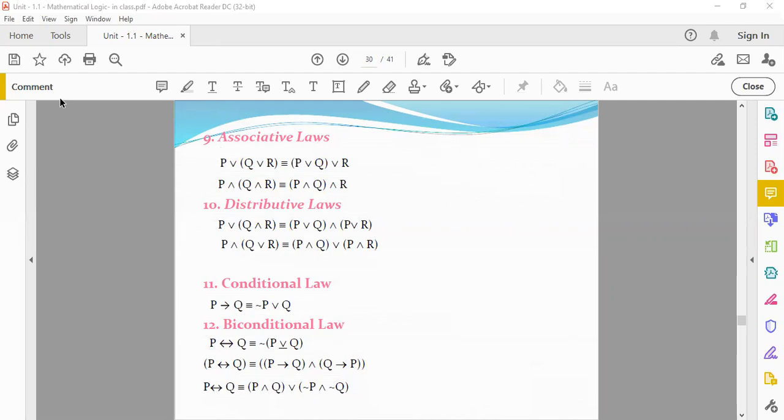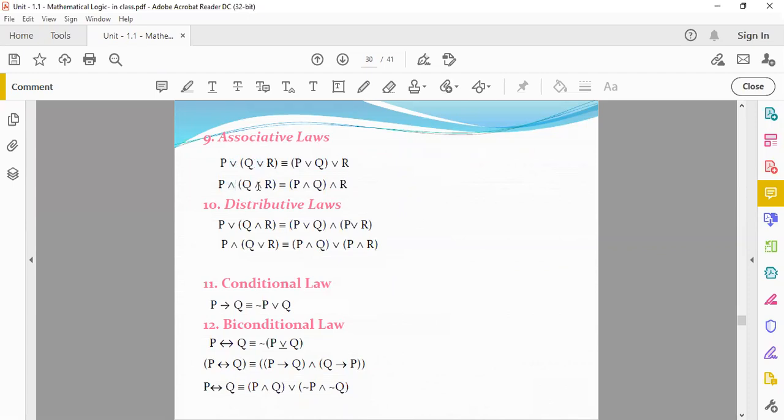So how many of you observed the difference between association and distribution law? Guys, anyone please respond. Have you observed any point between associative and distribution law? Sir, in associative we have two same connectives, like P or Q or R. Excellent. In association law we use a single connective, either OR or AND.